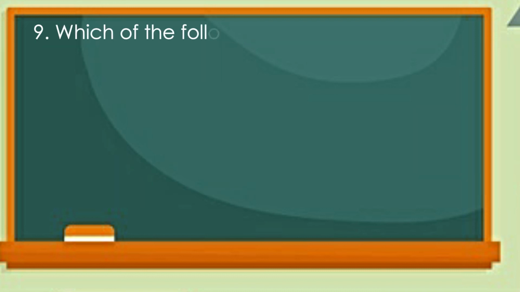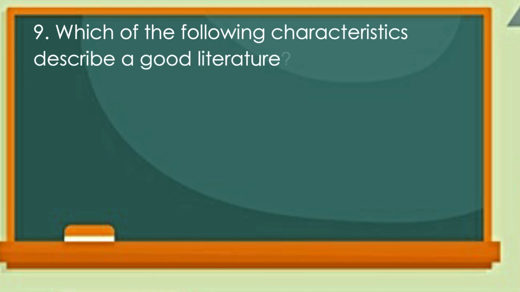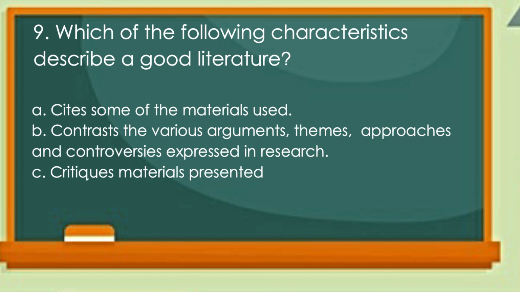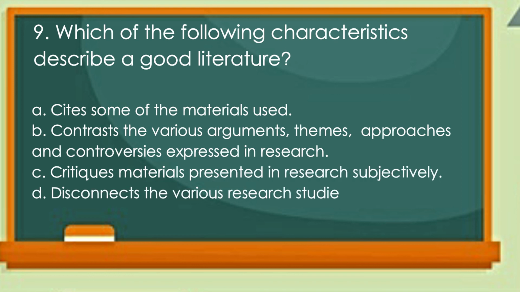Number 9. Which of the following characteristics describe a good literature? A. Cite some of the materials used. B. Contrast the various arguments, themes, approaches, and controversies expressed in research. C. Critiques materials presented in research subjectively. And D. Disconnects the various research studies reviewed.